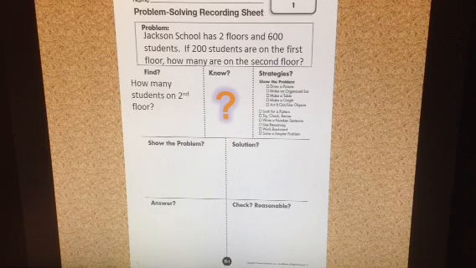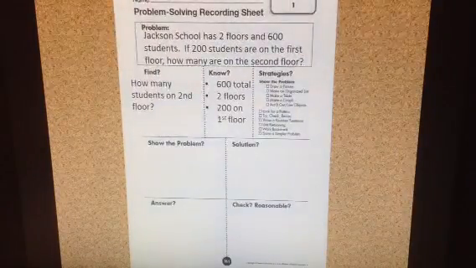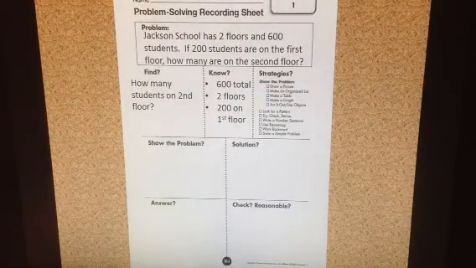Then we thought about what do we know based on the problem. In other words, what is the important information in the problem? The important information, the things we know: 600 total, that means 600 students total. We know 2 floors, there are 2 floors in Jackson School, and we know there are 200 on the first floor. Those are the things we know.